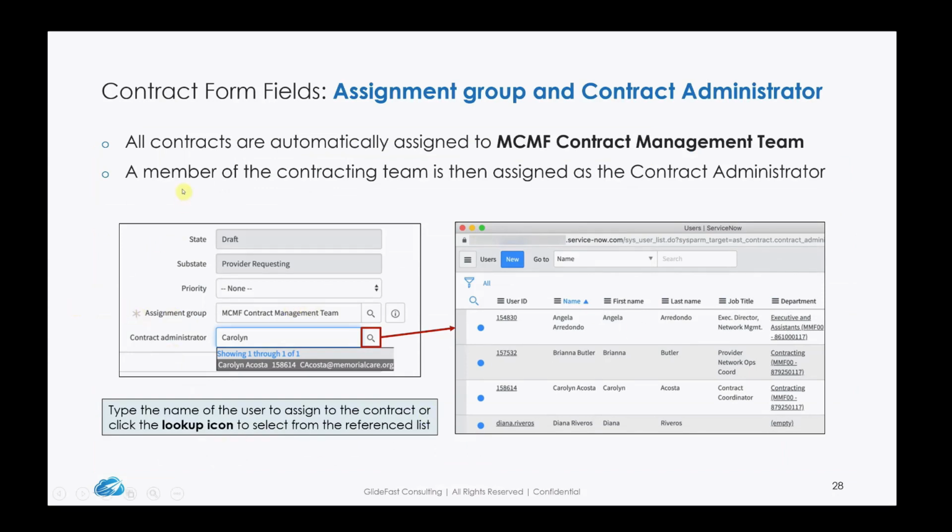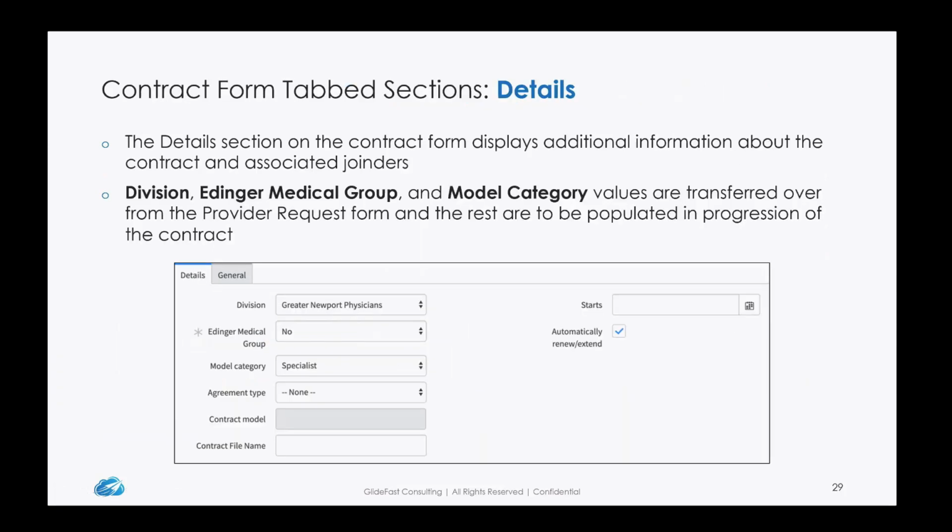A member of the contracting team then, at the beginning of the process, is assigned as the contract administrator. To do that, what you'll do is click on the field, look up. You'll see this little magnifying glass icon here. If you click on that, you can go to a separate window to do this looking up, or you can just type in the field itself. As you can see, we've typed in Carolyn's name, and it automatically feeds us Carolyn Acosta, who is on the MCMF contract management team.